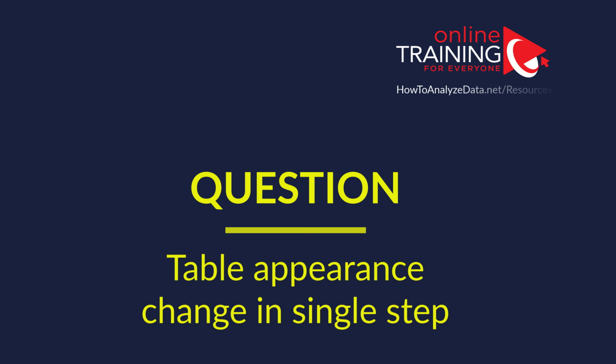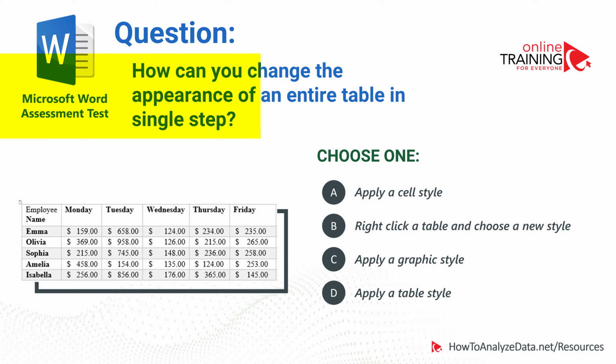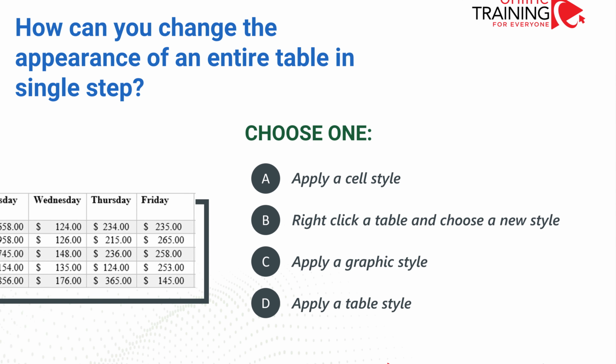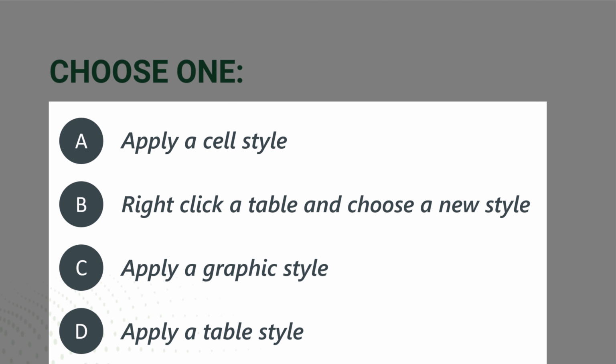Let's look at the question which tests your knowledge of Microsoft formatting. How can you change the appearance of the entire table in a single step? And you have 4 choices. Apply a cell style. Right-click a table and choose a new style. Apply a graphic style and apply a table style.